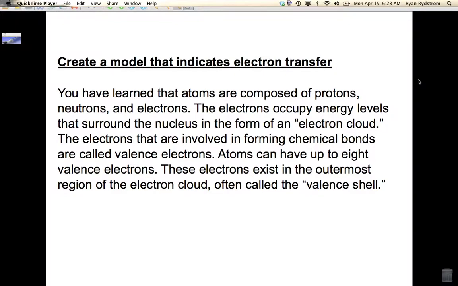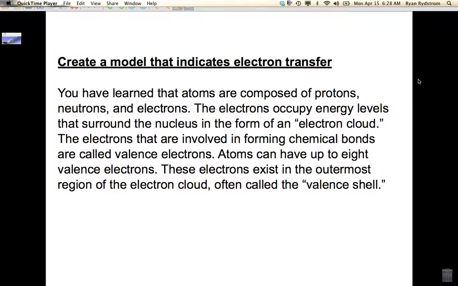The electrons occupy energy levels that surround the nucleus in the form of an electron cloud. The electrons that are involved in forming chemical bonds are called the valence electrons. That's why it was so important to understand what valence electrons were in Unit 2, because now we're going to use those for chemical bonding.